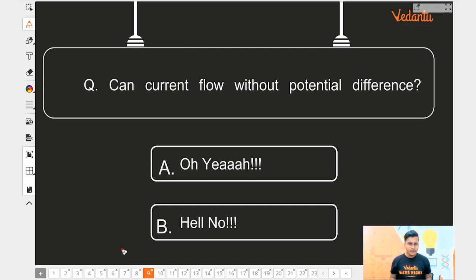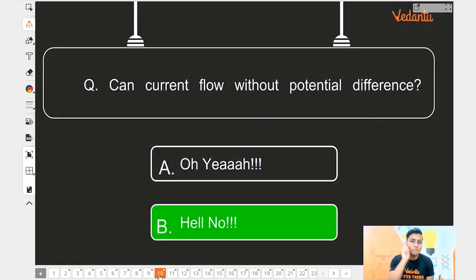What do you guys think? Oh yeah, it can move? Hell no. Please put the options. Please tell me, is it oh yeah or is it hell no? Can current flow without potential difference? Exactly correct guys. Awesomely well done. Very good. I could see many of you guys telling me, hell no sir. Exactly correct guys. You are bang on. Current cannot flow without a potential difference at all. Until unless there is a potential difference created, current can't move at all.